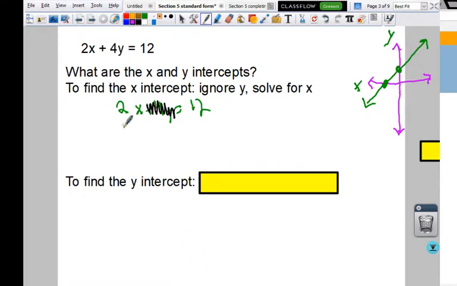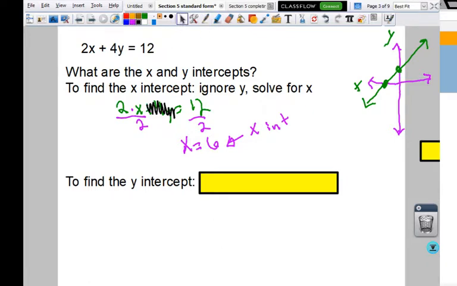You divide by 2, right? Because I'm timesing by 2 right here. So to get rid of it, I got to divide. When I divide by 2, I get x equals 6. This is my x-intercept. This is where my graph will cross the x-axis, when x is 6.